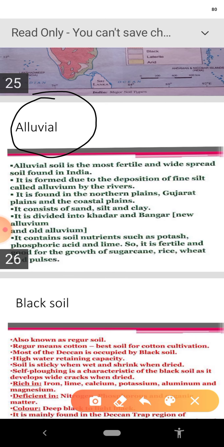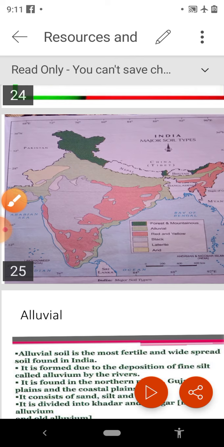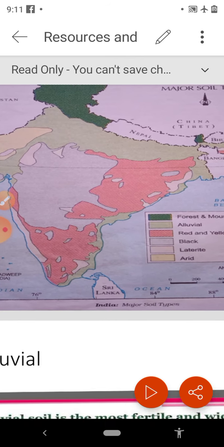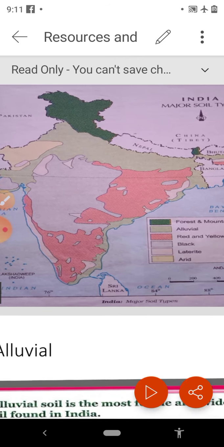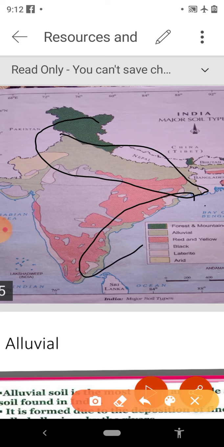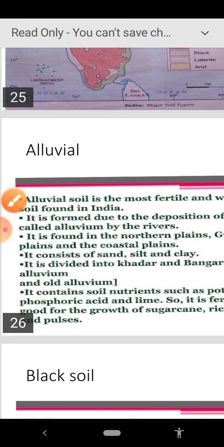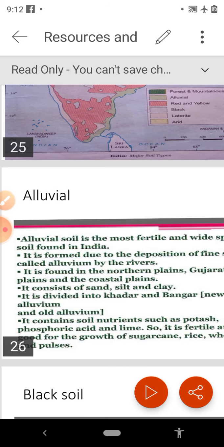They are formed by alluvium deposited by the Indus, Ganga, and Brahmaputra river systems for thousands of years. So you can see the map. This map is showing you the alluvial soil in our country. So the northern plain, then the eastern coastal plain you can take, and also in this part we are getting alluvial soil.